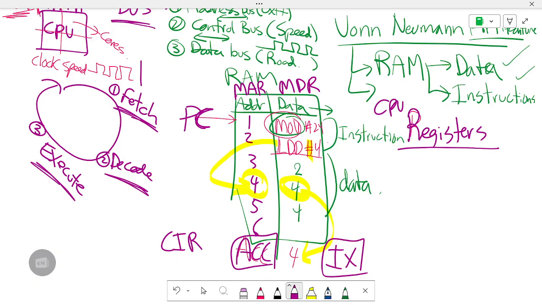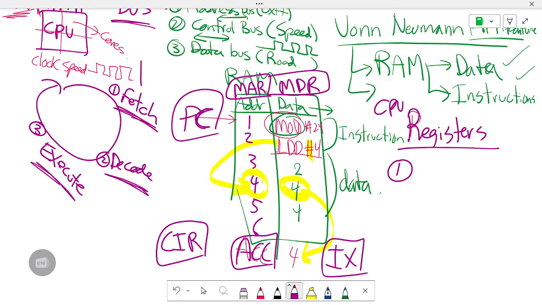Uma, are we missing any registers? We have MAR, MDR, CIR. Are there any other special purpose registers that we have missed? ACC, IX, PC. I think we're okay. The status register. Oh yes, there's one more. It's the flag, the status register. Okay?